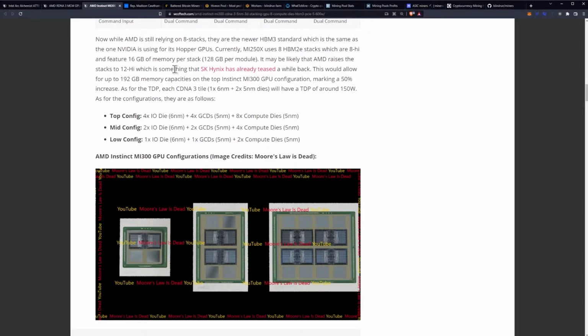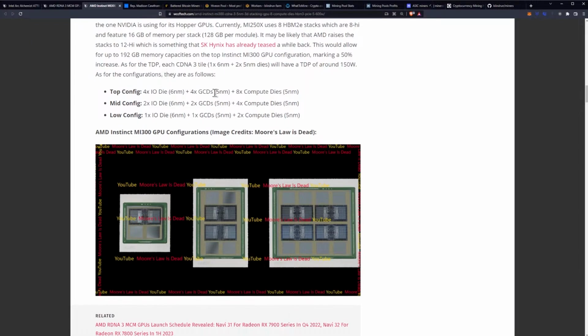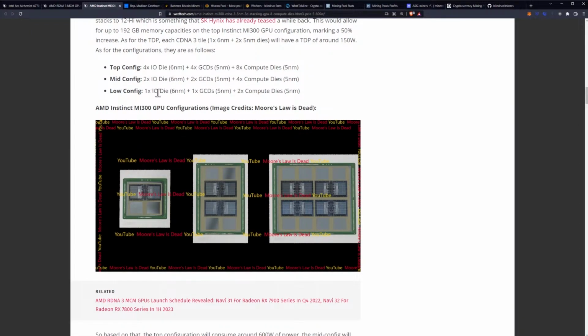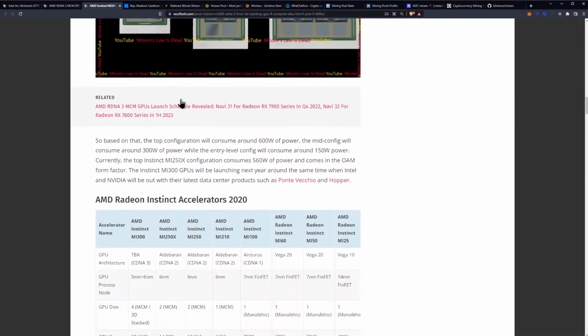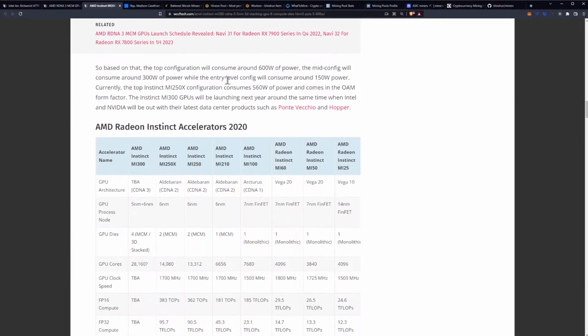As for configurations, it is as follows: the top config, 4 I/O dies, then 4 GCDs and 8 compute dies. The bottom one, 1 I/O die, 1 GCD, and 2 compute dies. So based on that, the top configuration will consume around 600 watts of power, the mid config will consume around 300 watts of power, and the entry level around 150 watts. Currently, the top Instinct MI250X configuration consumes 560 watts of power and comes in the OAM form factor.